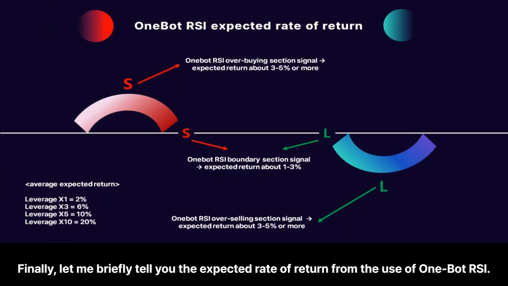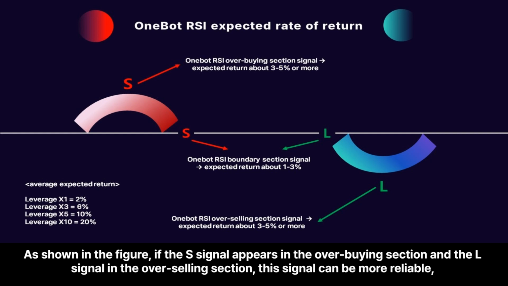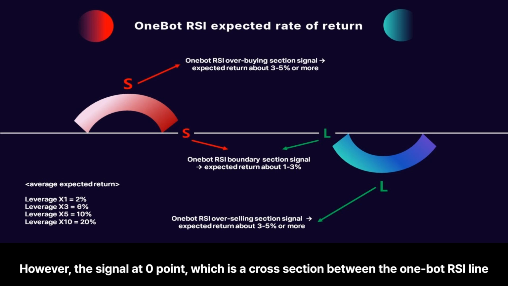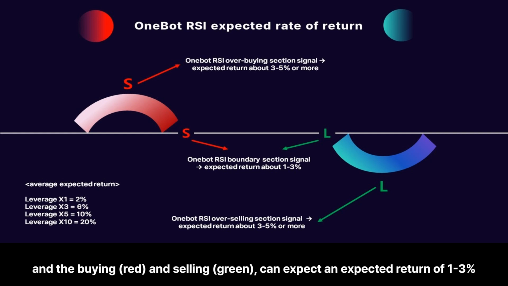Finally, let me briefly tell you the expected rate of return from the use of One-Bot RSI. As shown in the figure, if the S signal appears in the overbuying section and the L signal in the overselling section, the signal can be more reliable, and the expected return is 3 to 5%. However, the signal at the 0 point, which is the cross-section between the One-Bot RSI line and the buying red and selling green, can expect a return of 1 to 3%.